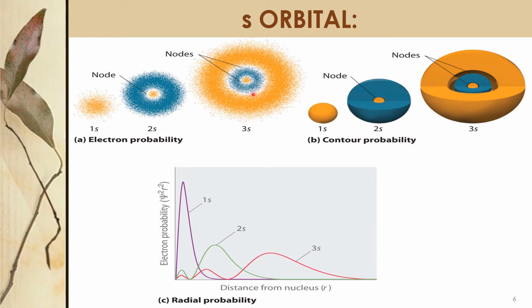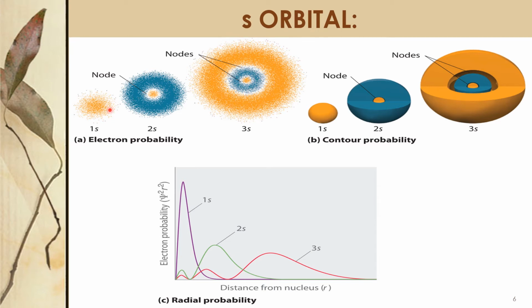Now you see the 3s. This is one area, this is another area. So where are the nodes here? The nodes are this white part and this white part. In this area it can spend time, or in this area, so it spends maximum time here. So this is 3s, bigger. It may come here, but it maximally spends time in this area. So this becomes the shape of the 3s atomic orbital.